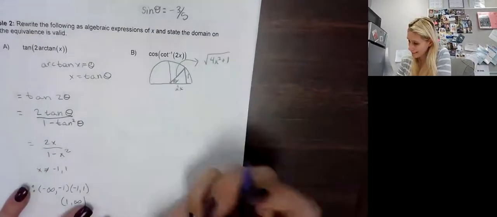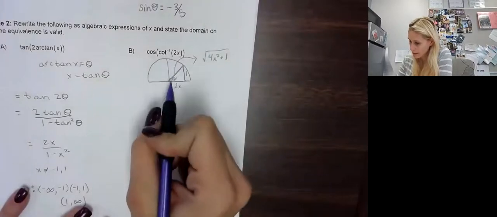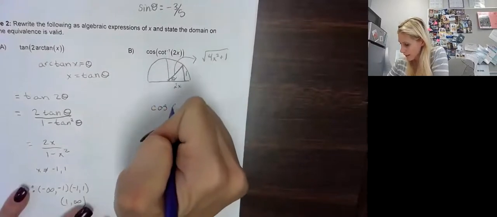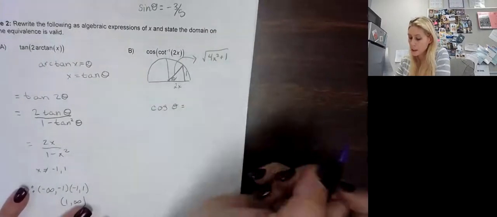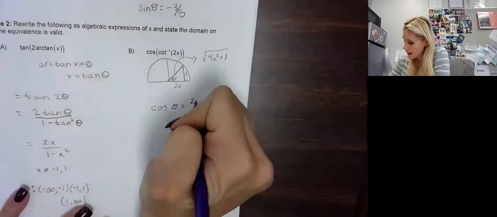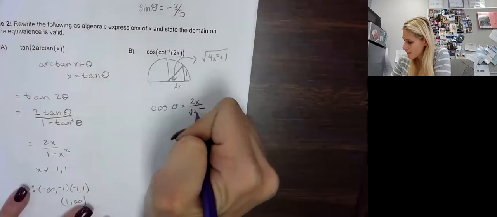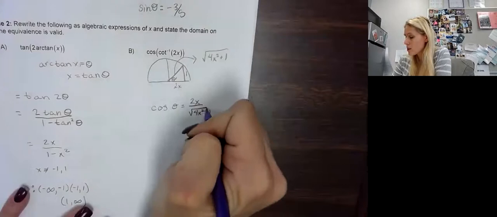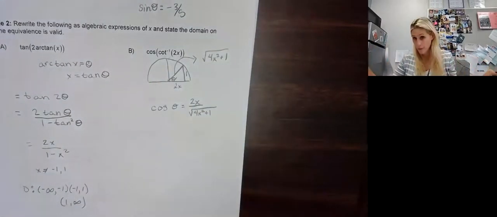Now, if I break this down, that allowed me to find the theta, right? This equals the theta. So now if I take cosine of that theta, well, cosine is x over r. So you get 2x is our x value over r, which is the square root of 4x squared plus 1. Now, if we look at the domain, if you go back to the cotangent graph, again, just like the tangent, it kept going on forever. So negative infinity to infinity.